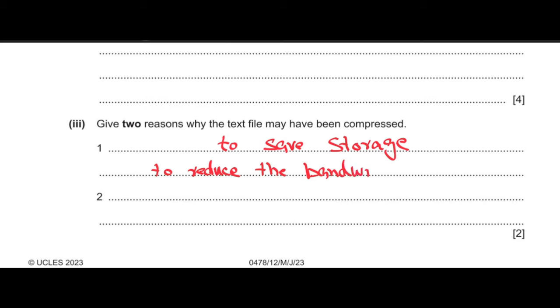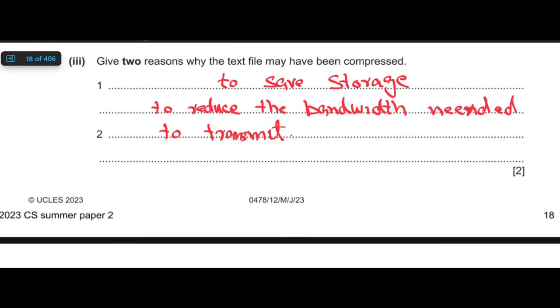Question number 3. Give 2 reasons why the text file may have been compressed. Reason 1, to save the storage, because when the file is compressed, it will take less space on the disk. Second, to reduce the bandwidth needed to transmit that file. These are the 2 reasons why we need to compress the files.